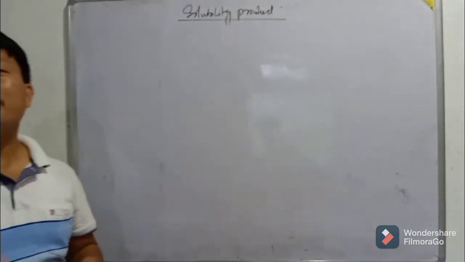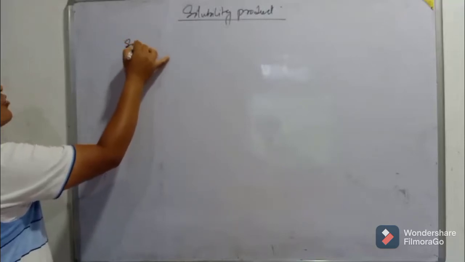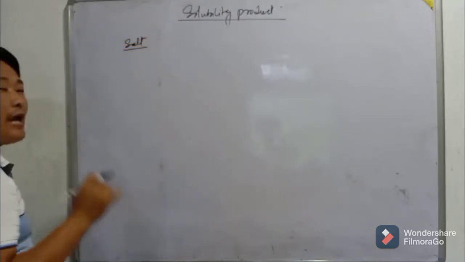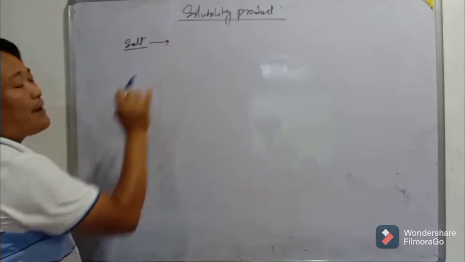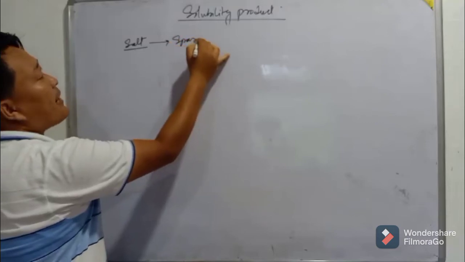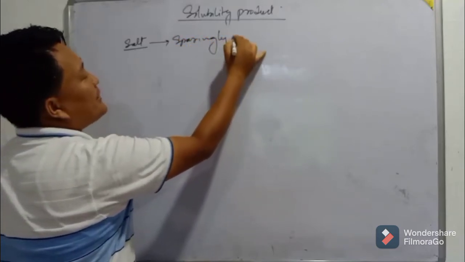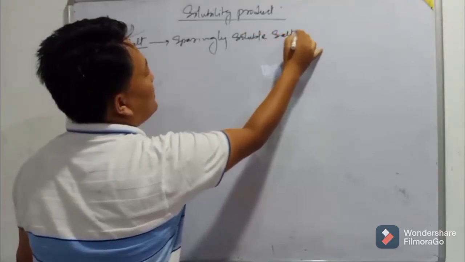Continue with the solubility product. Okay, so mostly for the solubility product, we have to take the salt. Not every type of salt; we have to take only the sparingly soluble salt. Okay, sparingly soluble salt.